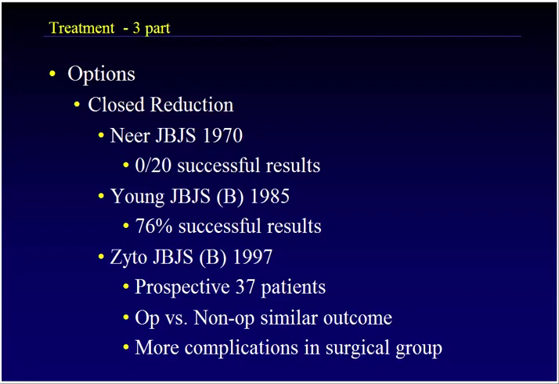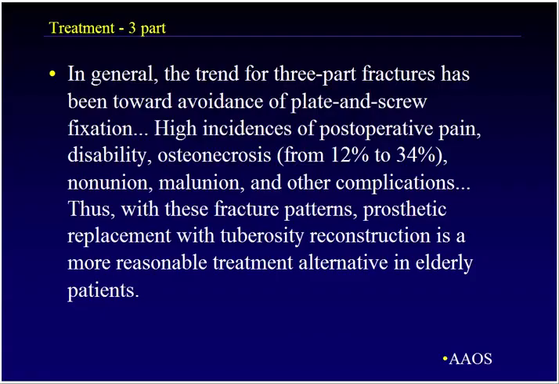And it's clearly been shown that patients that are treated surgically do have, of course, a higher complication rate. So this is a direct quote that Dick put in here from, I believe, the Academy, which says that in general, the trend for 3-part fractures has been toward the avoidance of plate and screw fixation due to the fact that there's a high incidence of postoperative pain, disability, osteonecrosis, non-union, malunion, and other complications. With these fracture patterns, prosthetic replacement with tuberosity reconstruction is probably a more reasonable treatment alternative in elderly patients. So there you have it. That's the official statement from the Academy.